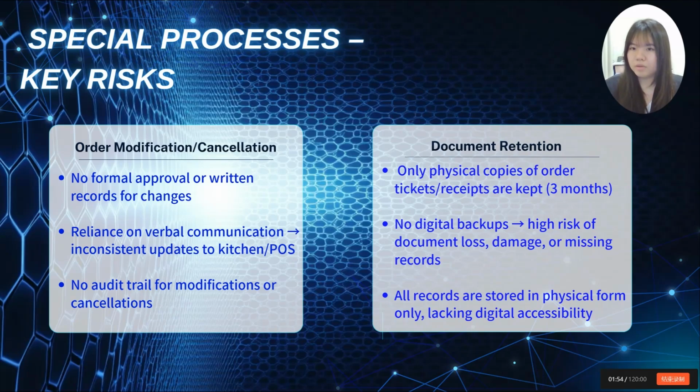Next, let's talk about the risks in our special process. For order modification or cancellation, when customers want to change or cancel an order, we only handle it through verbal communication. There's no formal approval, no written records, and no audit trail. This means the kitchen or cashier might not get the update correctly, and we cannot track changes later.